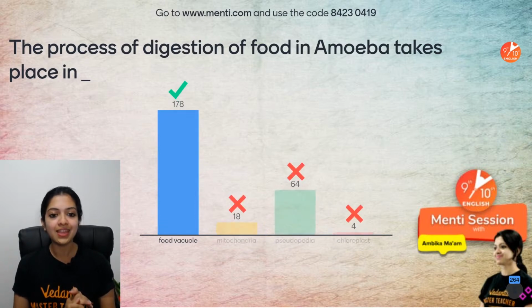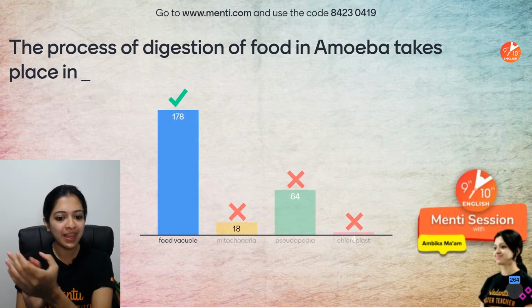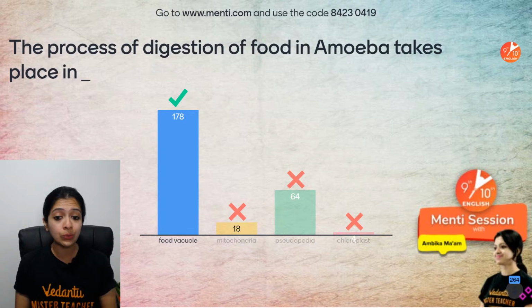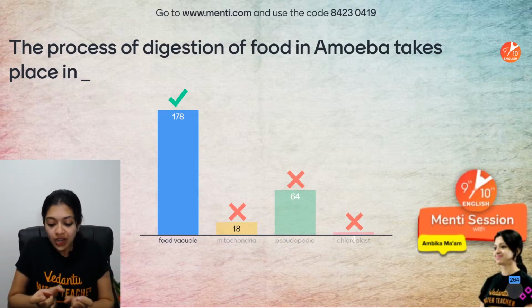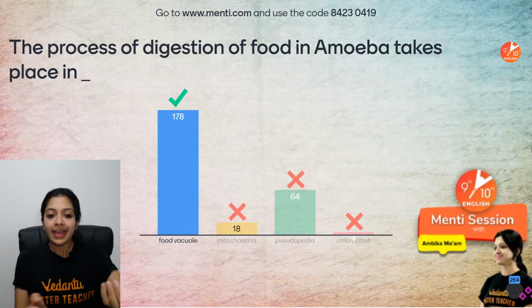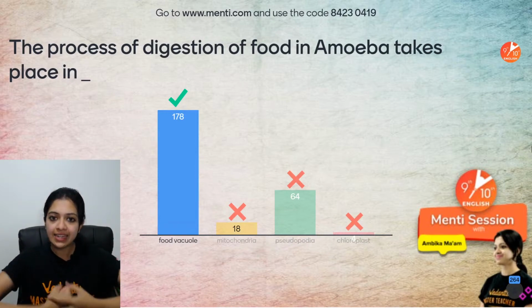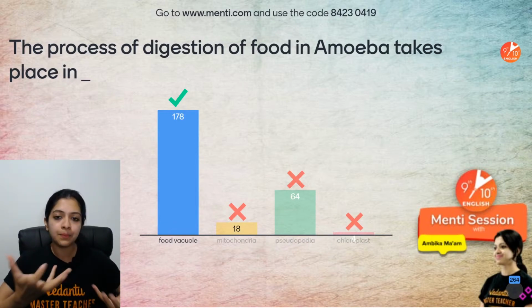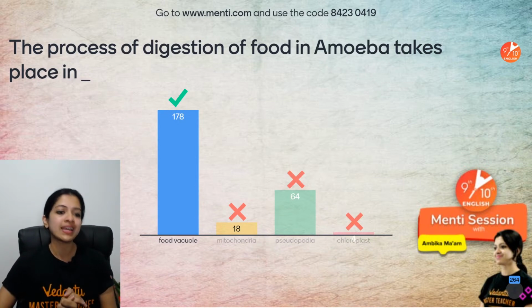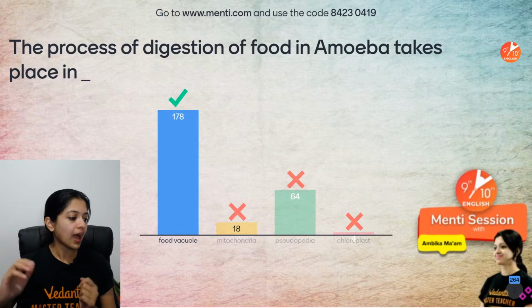Yes? And very, very well done. It is definitely the food vacuole. Why would it be the pseudopodia? Pseudopodia are the structures which help in capturing the food, but it's trapped and taken into the food vacuole wherein all the enzymes are mixed up and the food gets digested. Right, guys?